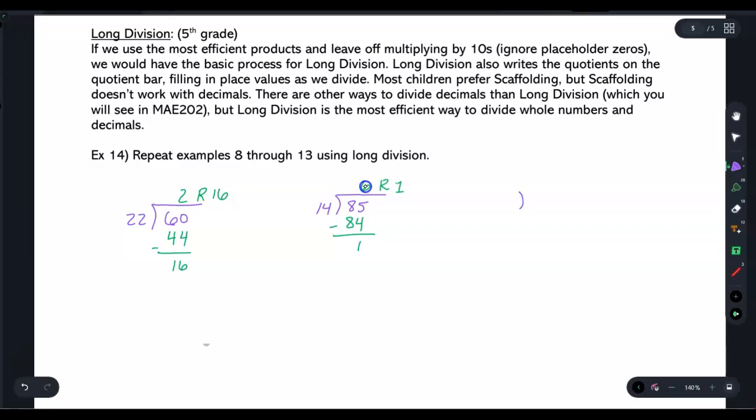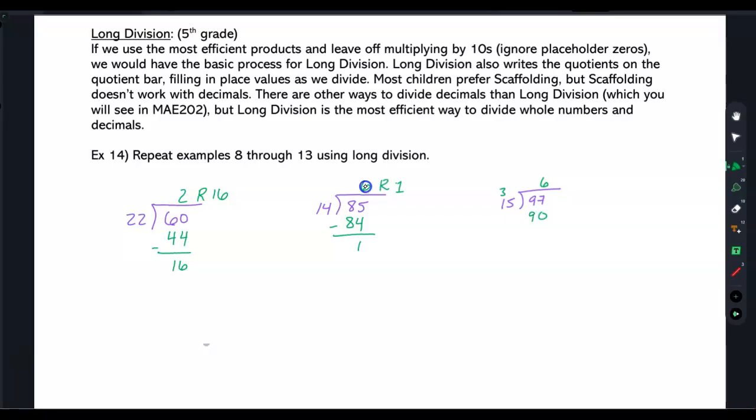The next one was 97 divided by 15. All right, so how many times does 15 go into 97? I know 15 times 10 is 150, so that's way too big, right? So maybe roughly half of that, like maybe 5 times, maybe 6. I'll go ahead and try 6 and see if that works. So let's see, 6 times 5 is 30. And 6 times 1 is 6, plus 3 is 9.